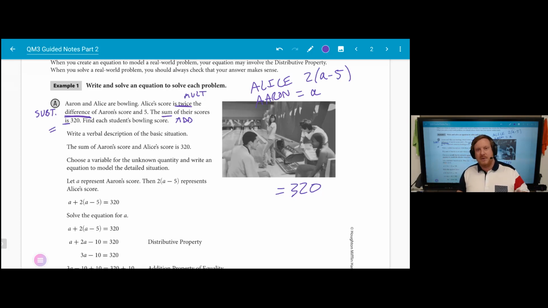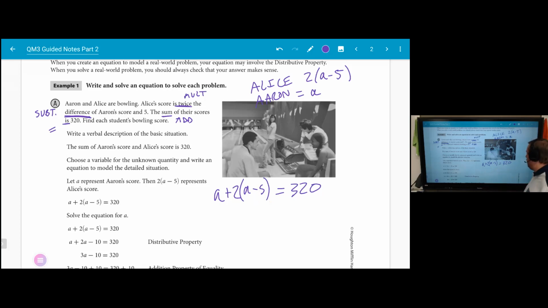I know it looks weird, but just think about what this means in real world terms, okay? Twice the difference of, I have to do the difference first, I have to do my subtraction first, then multiply. If I have to do that in some kind of order of operations, that indicates I need to have parentheses. Okay, so if I add Alice's and Aaron's scores together, I get 320. In other words, I've got A plus 2 times (A minus 5) equals 320. Well, yeah, we can solve for this.